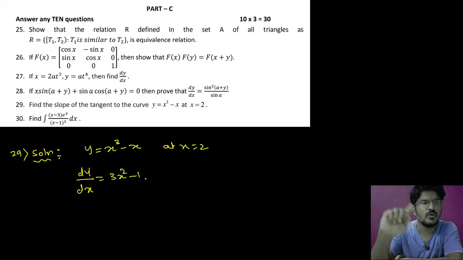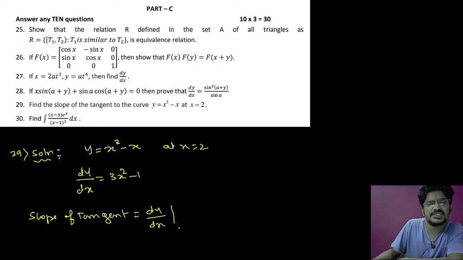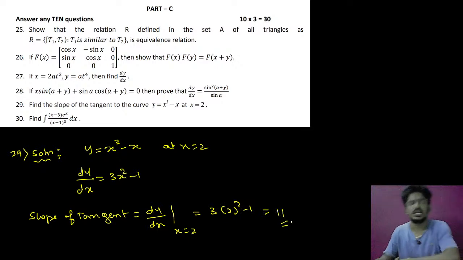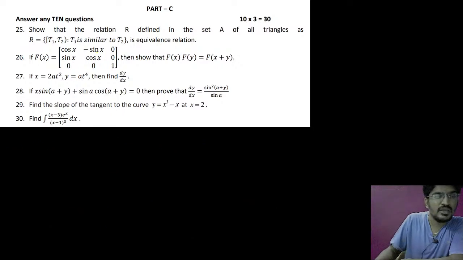What they are asking? Slope of tangent to y equal to x cube minus x at x equal to 2. So slope of tangent is equal to dy by dx at x is equal to 2. Therefore that is 3 times of 2 square minus 1. So 2 square is 4, 4 into 3 is 12, 12 minus 1 is 11. This is your answer. Very good. Now we can go for problem number 30.